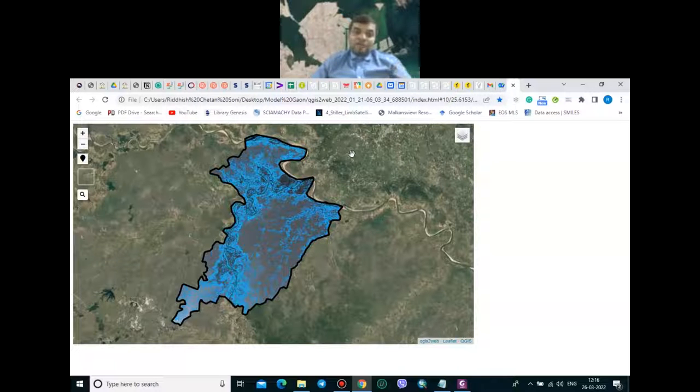Once this entire project is done, generally we try to integrate it with the land-based records. This gives a macroscopic picture. And now we will be detailing into the individual farmland, to tell the farmer whether you have water or not.